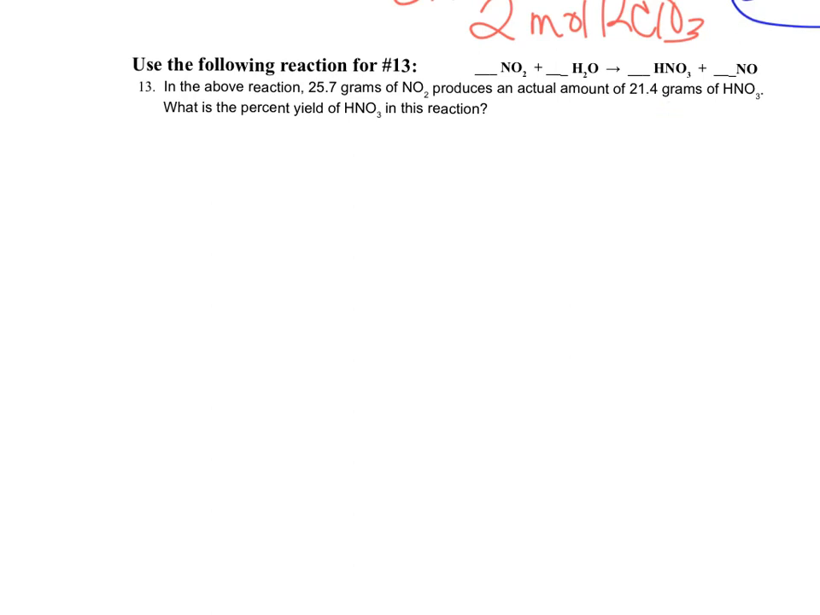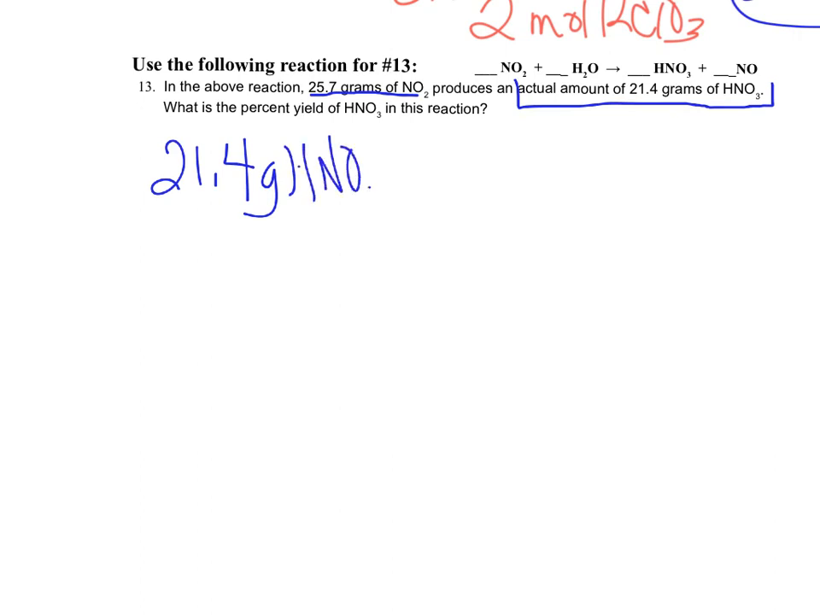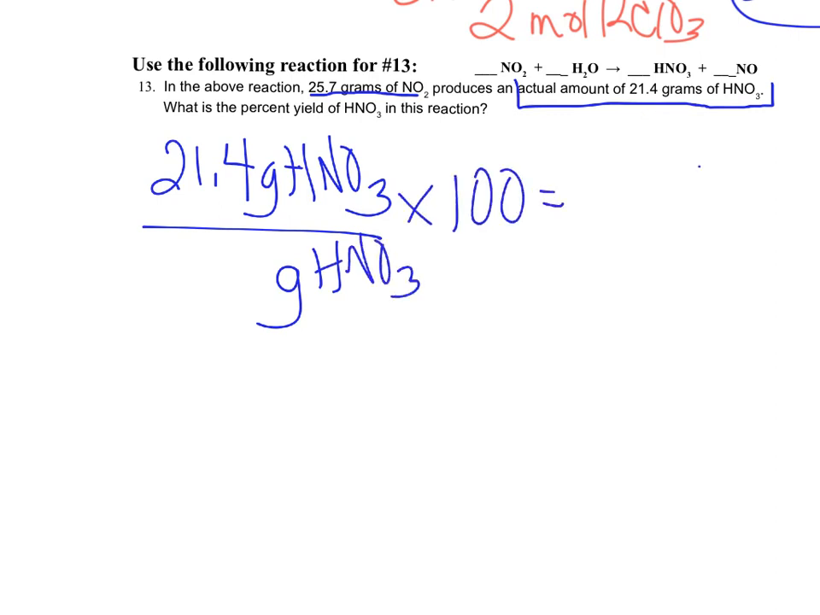And the last problem, you have 25.7 grams of NO2 to produce actually 21.4 grams of HNO3. So for your percent yield equation, you've got the 21.4 grams of HNO3 to put on top. You need the theoretical value of HNO3 to plug in on the bottom, times it by 100 to get your percent.